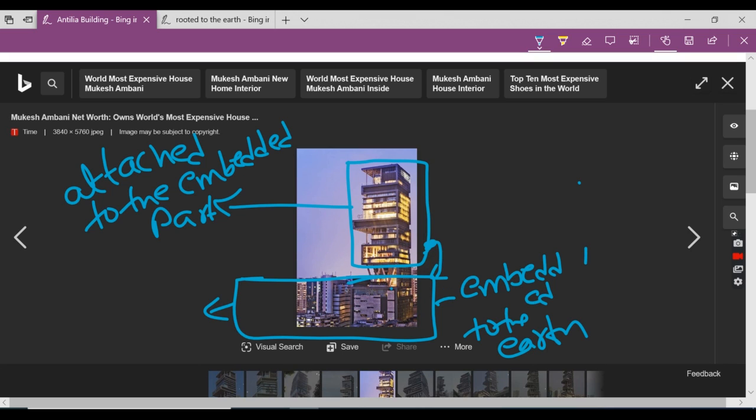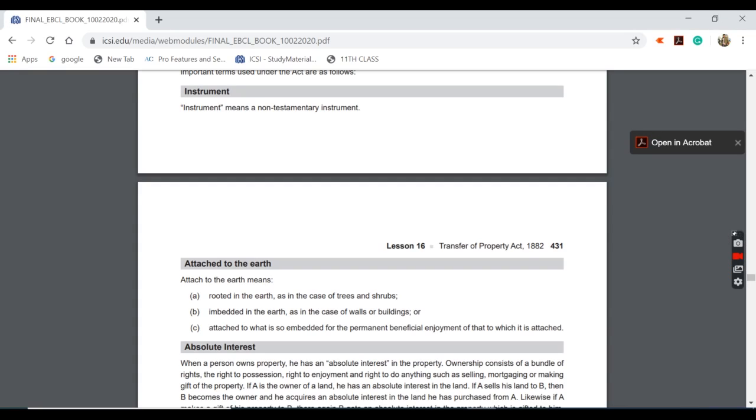So this will also be considered as attached to the earth, even though it is not attached to the earth directly, but it is attached to the already embedded part, right? So that was in our ICSI book. They are trying to explain the third point, attached to what is so embedded for the permanent beneficial enjoyment of that which is attached. First, rooted in the earth, and embedded in the earth. Next one is the third point, which is already embedded to the earth, and then again they are attaching to that.